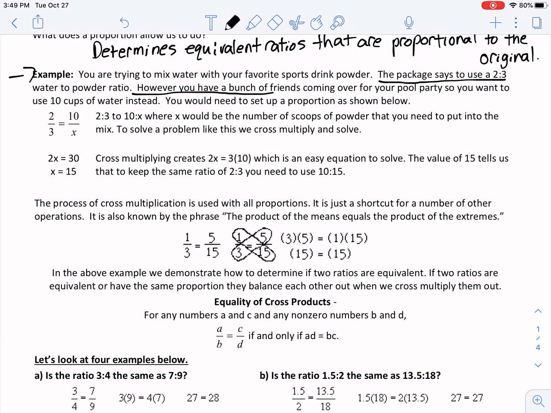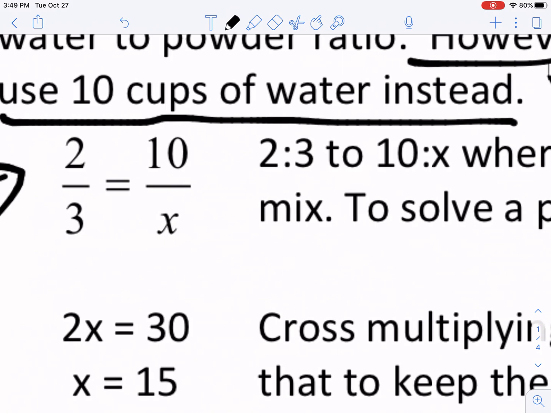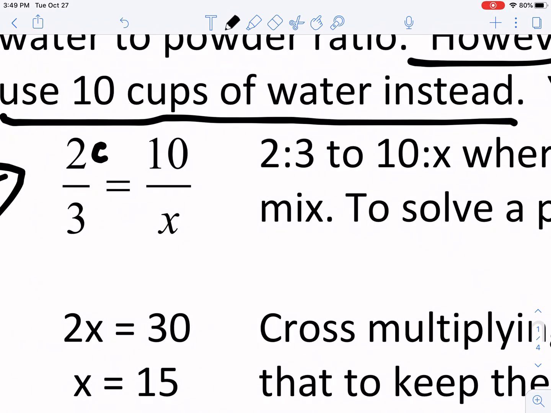However, you and a bunch of friends are coming over, and you decide, no, I want to use 10 cups of water. Well, that's where these proportions come in. If you want to use 10 cups of water, then we need to know how many scoops of the powder we need. Now, just like this says 2 to 3, remember, we can represent a ratio as a fraction, and that's what this is saying here. What we're really saying is 2 cups of water for every 3 scoops of powder.